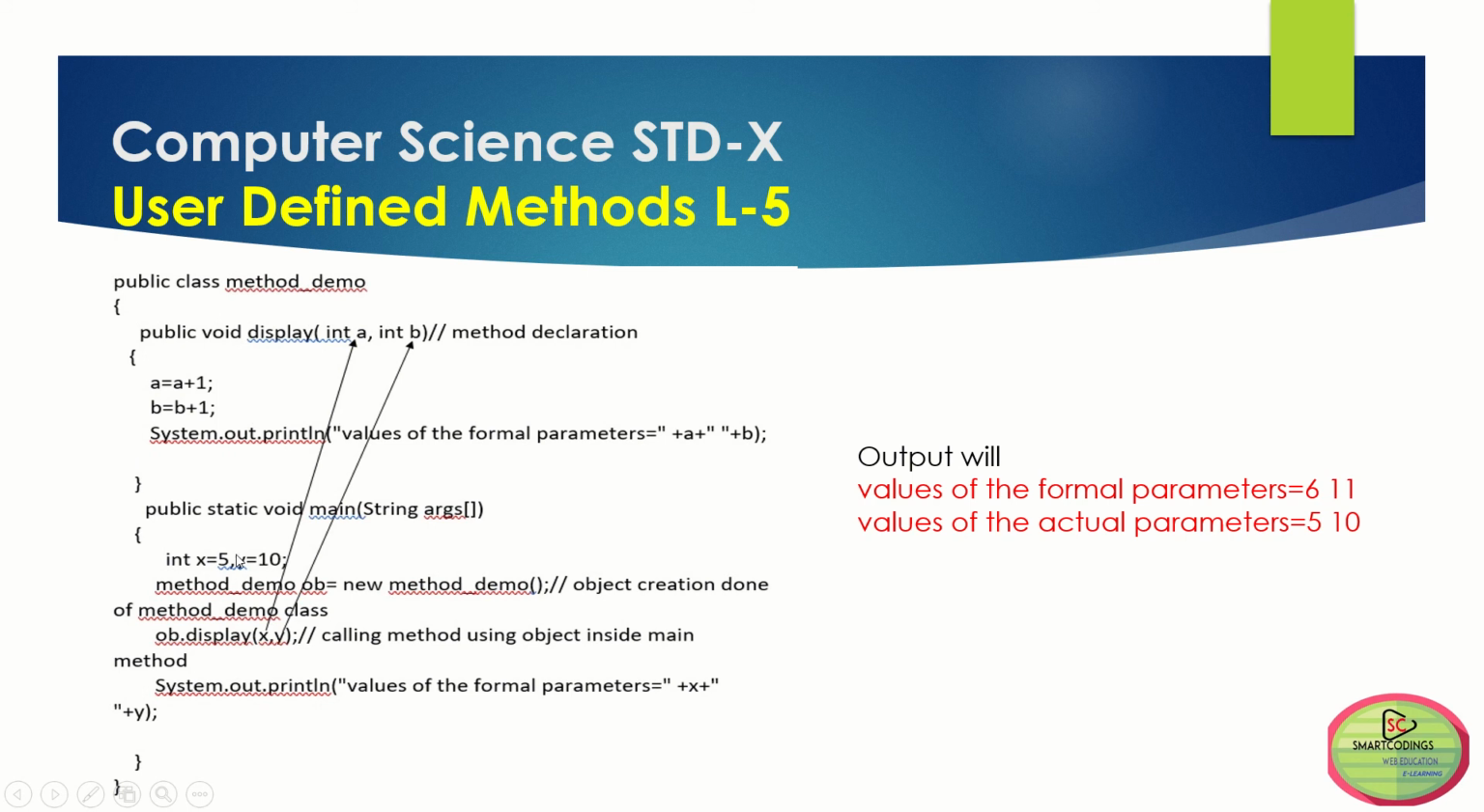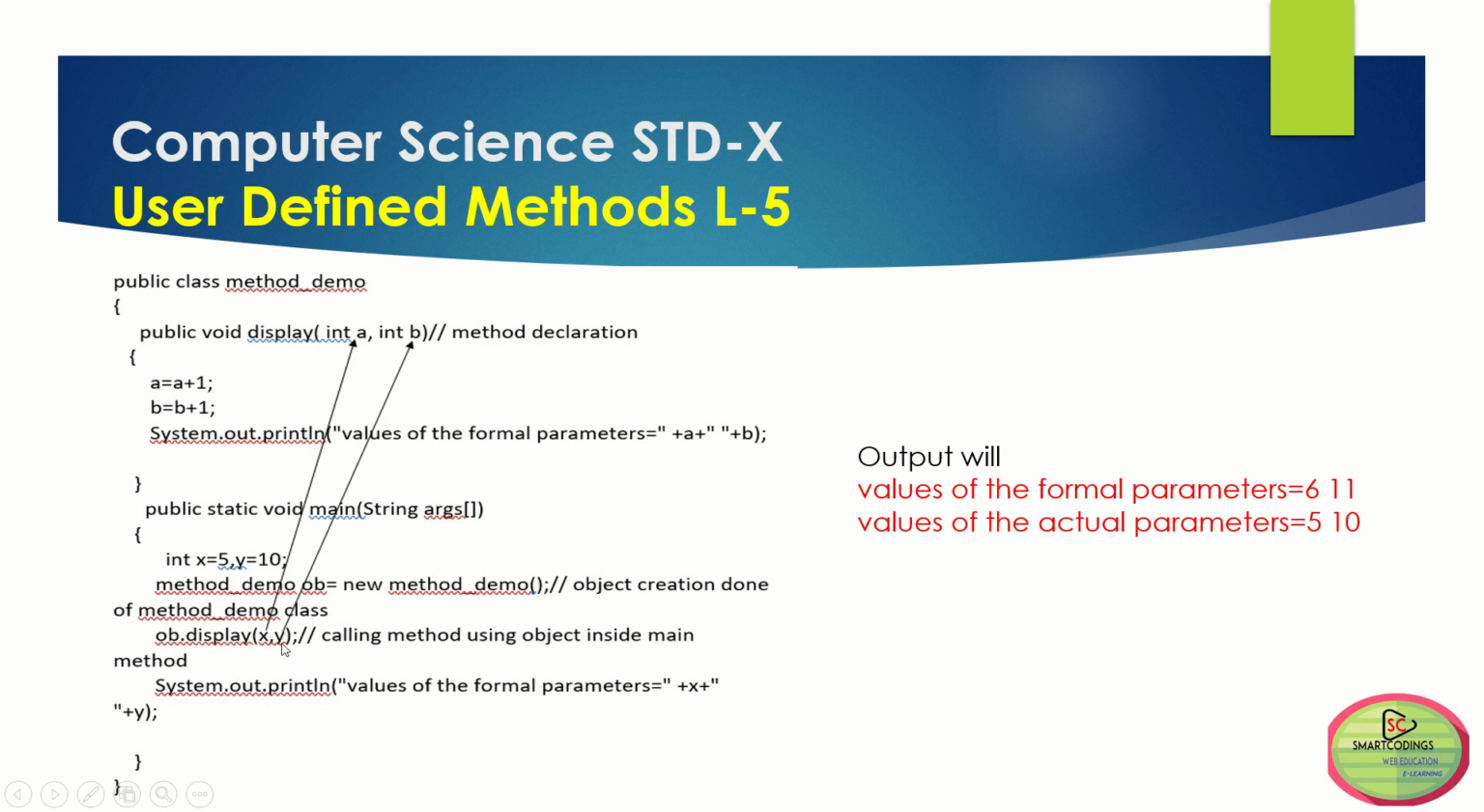Now what we are doing here is, we are creating an object of method demo class. As you can see here, we're creating an object of method demo class here. OB is the object of method demo class. Now we are calling this display method using the object, because display is a non-static method. See, static is not written here, non-static method. So using this object, we are calling this method, and we are passing this x and y here.